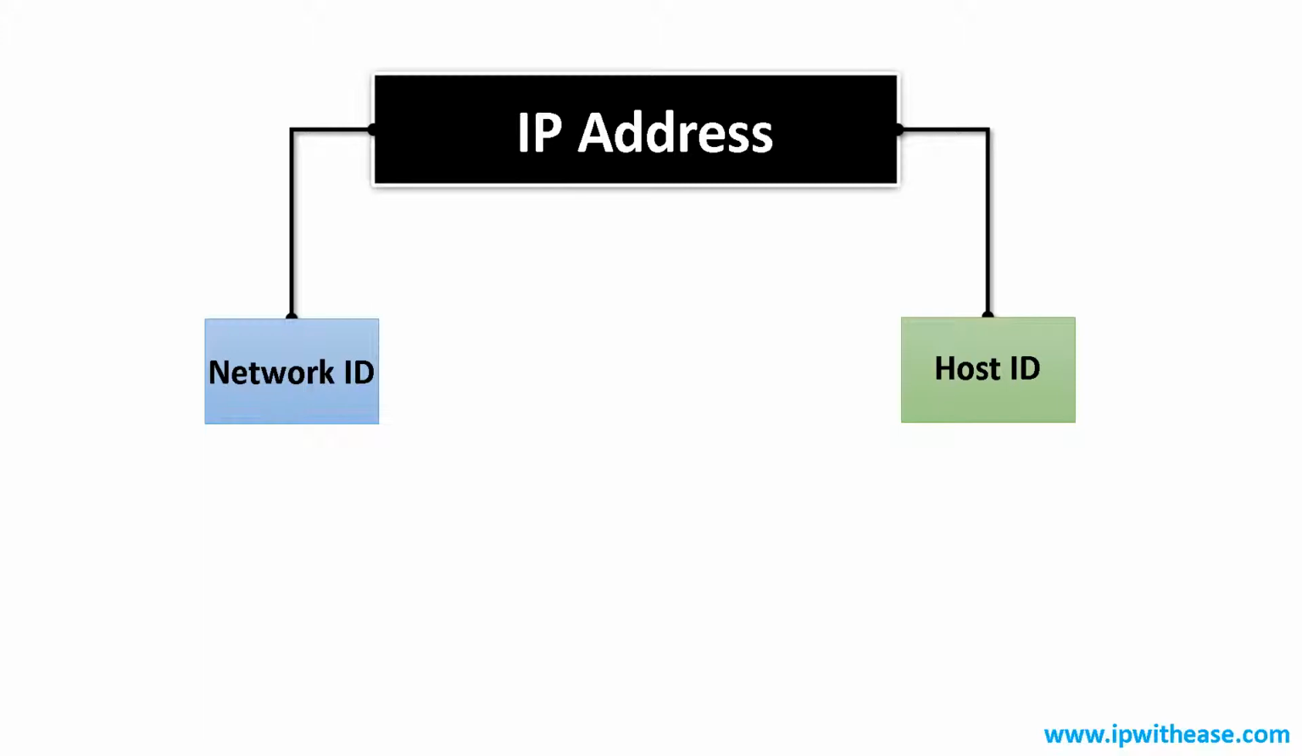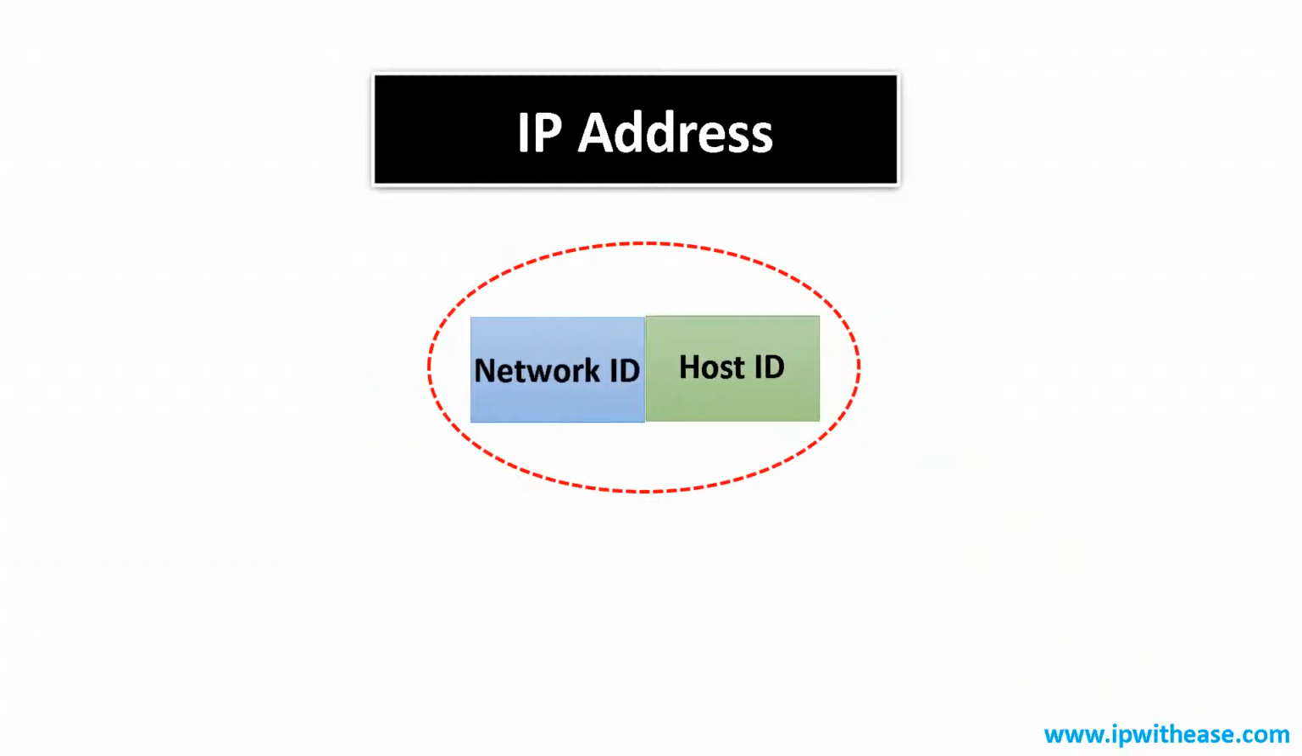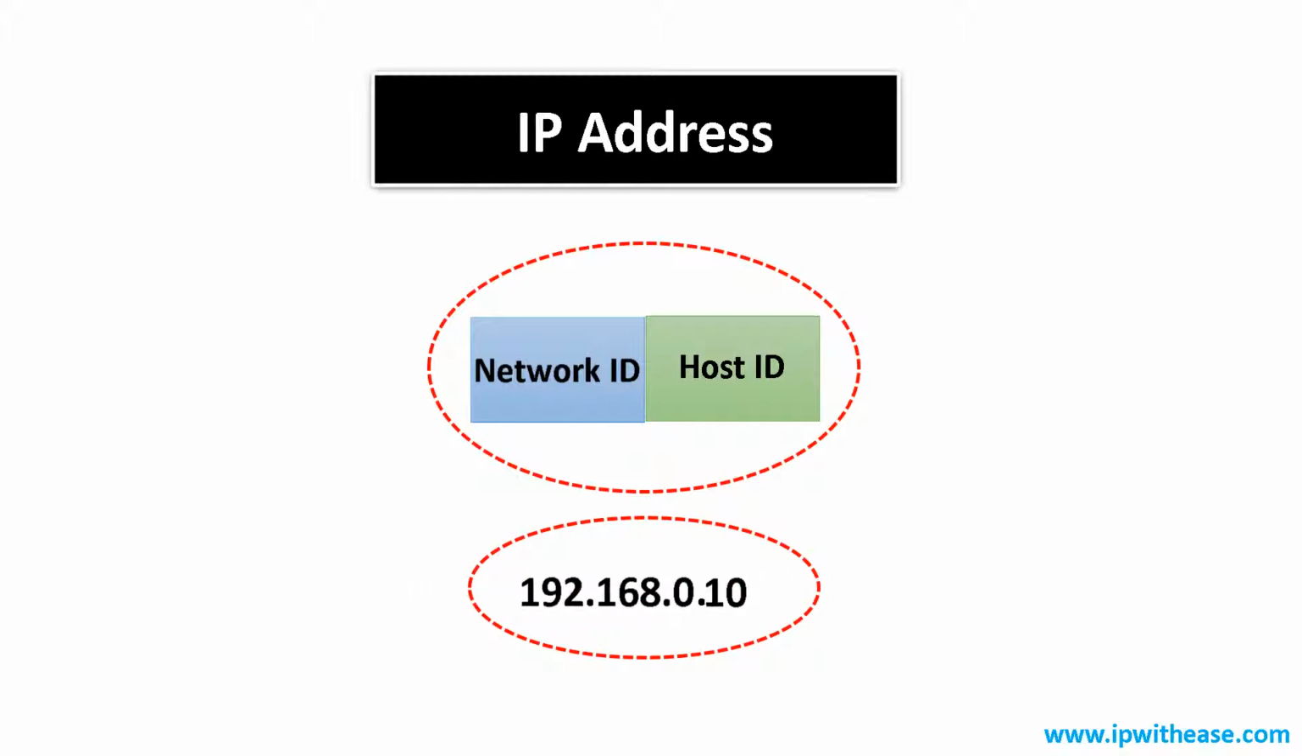An IP address is made up of two parts. The first part is called the network ID and the second part is called the host portion or the host ID. As shown in the scenario, network ID and host ID combine to form an IP address. Below is an example of an IP address which has a network portion of 192.168.0 and a host portion of .10. When both are combined, an IP address is formed which is 192.168.0.10.